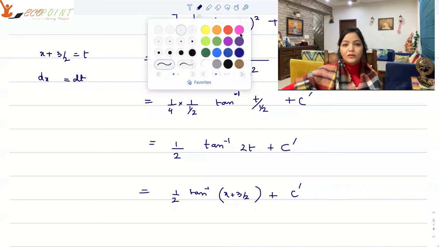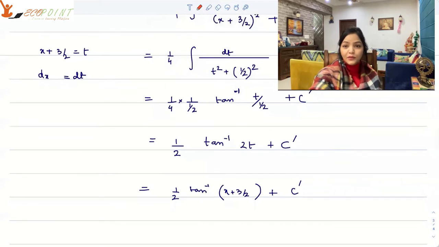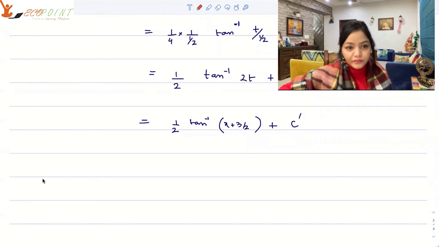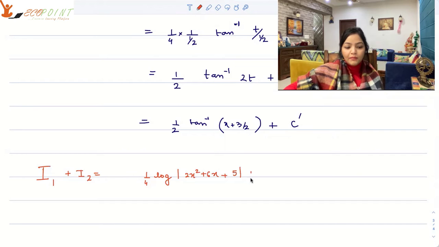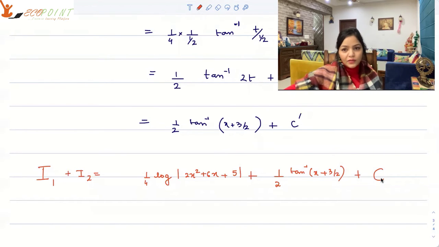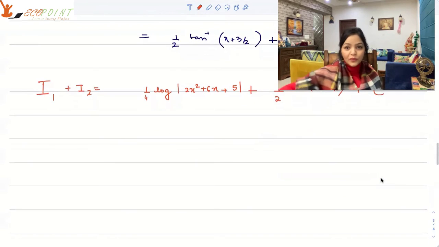What we have been looking for is I1 plus I2. So I1 plus I2 will give you 1 by 4 log mod 2x square plus 6x plus 5 plus I2 gives you half tan inverse x plus 3 by 2 plus the constant. So you can add both the constants and you have some c, some constant. Okay, so that's how it's going to be.